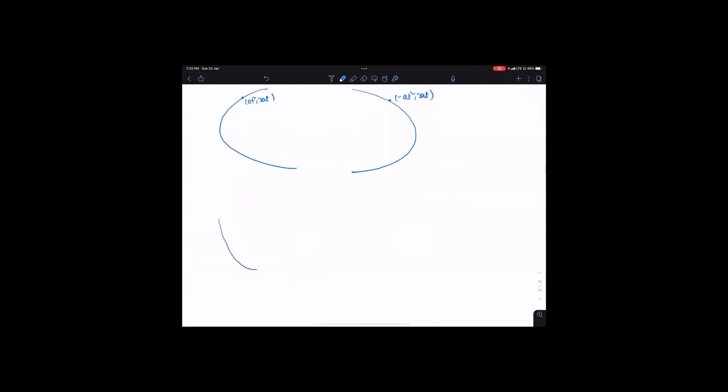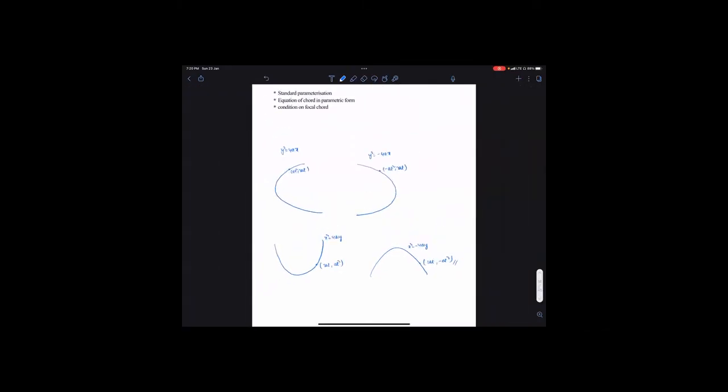If it is opening upwards, x square equals 4ay, the general point is 2at comma at square. If it is opening downwards, x square equals minus 4ay, the general point is 2at comma minus at square. You will find these in the textbook. You need to remember them. This is something you need to go through in the textbook again.